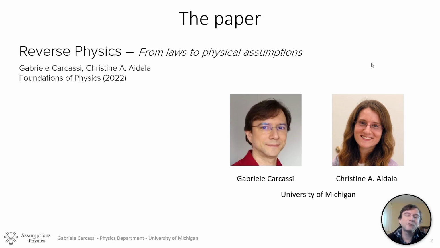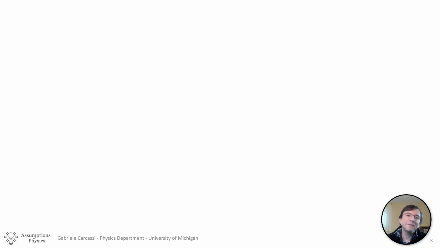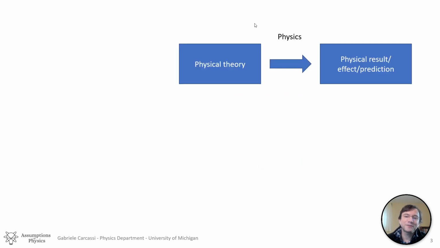So what do we mean by reverse physics? Typically physics looks like this. For the majority of things that you do in physics, you have a physical theory and then you try to derive some consequence from the physical theory, some result, effect, or prediction that you go in a lab and test. Now, not all physics is this, but a lot of physics is that.